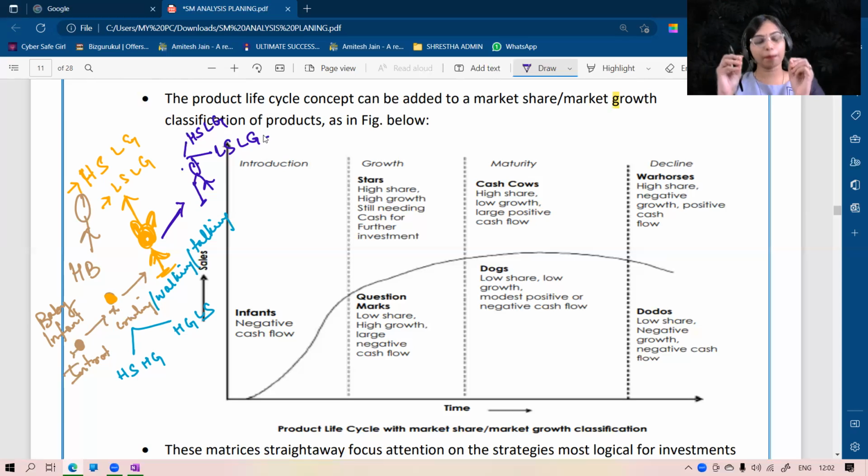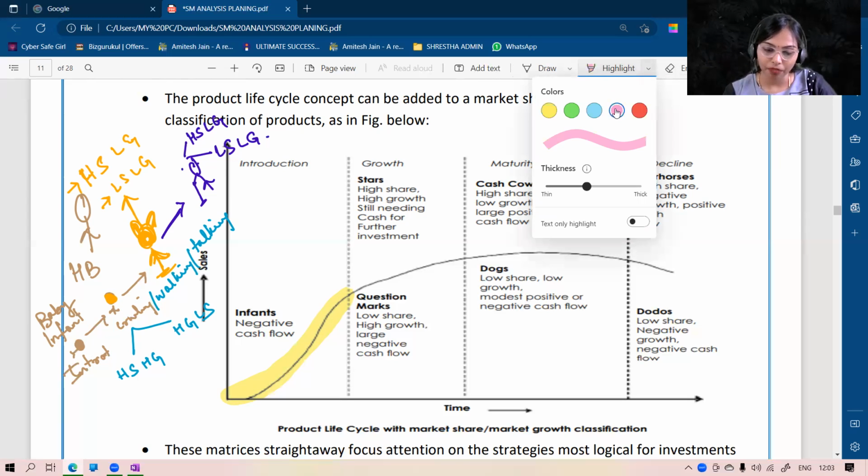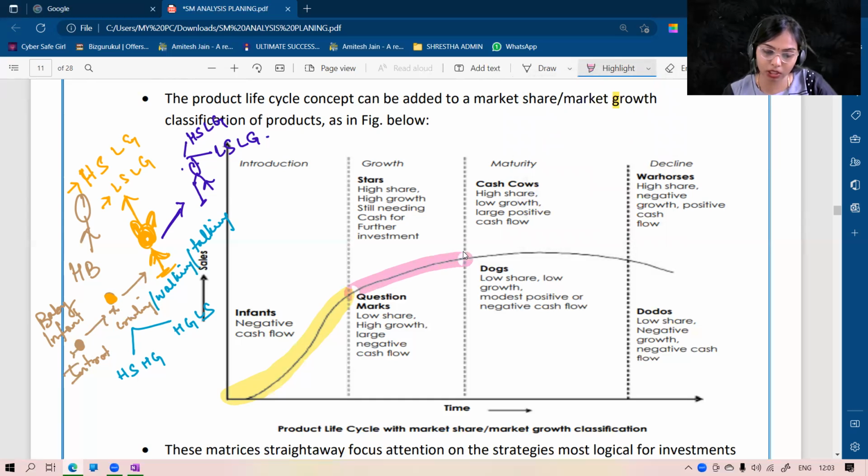In the same way, a product also has the same curve. Now let's understand this curve. First, when it is starting, it is in the infant stage, where it has negative cash flows. Obviously, when it is an infant, you don't know anything, you just have to invest. So it is in the introduction stage. Next comes the growth stage, where it can be a star or a question mark. The characteristics of the star and the question mark are what we read in the BCG model. I'm just dividing this curve into a product life cycle.